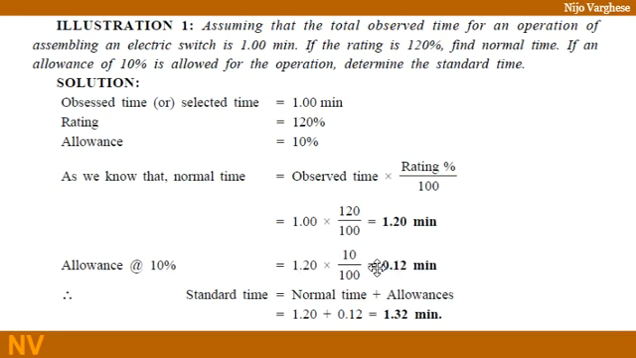Allowance 10% is given on normal time. So allowance is 10%, that is 0.12 minute. In order to calculate the standard time, normal time plus allowances. Normal time is 1.2 minutes and the allowance is 0.12 minutes. So the standard time is 1.32 minutes.